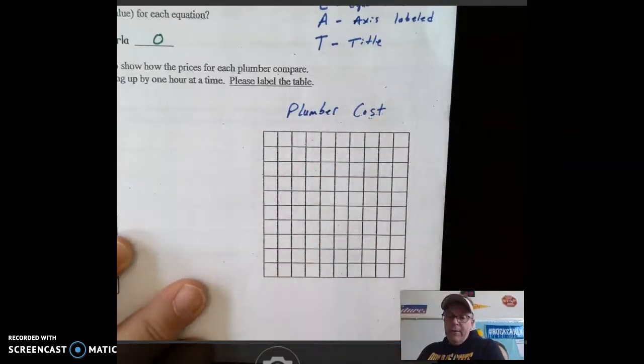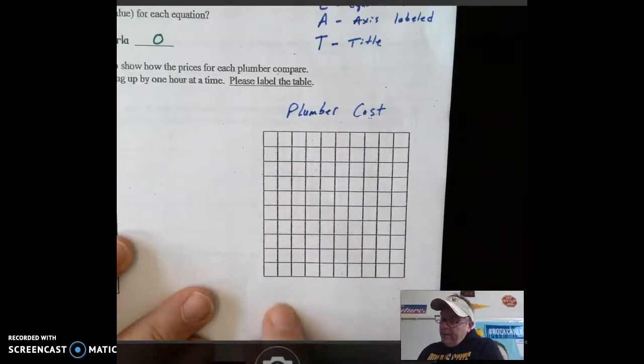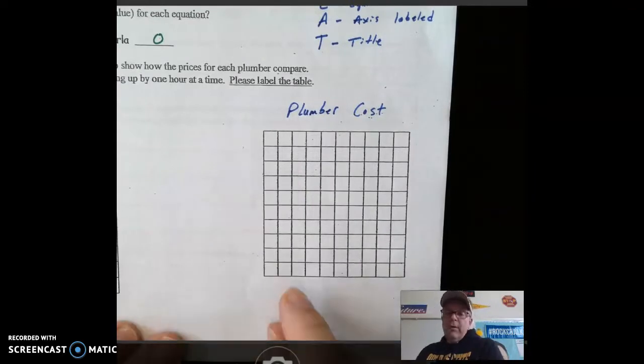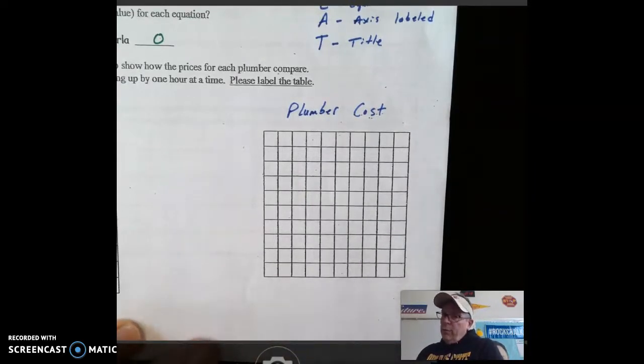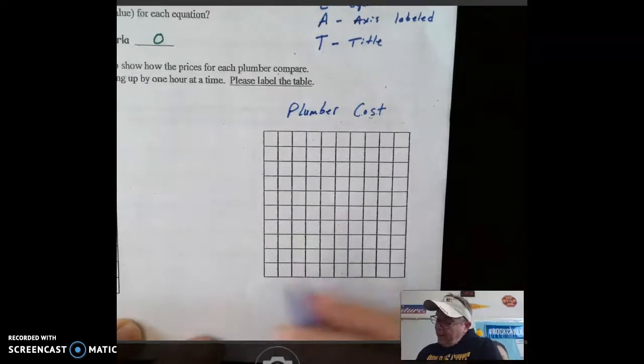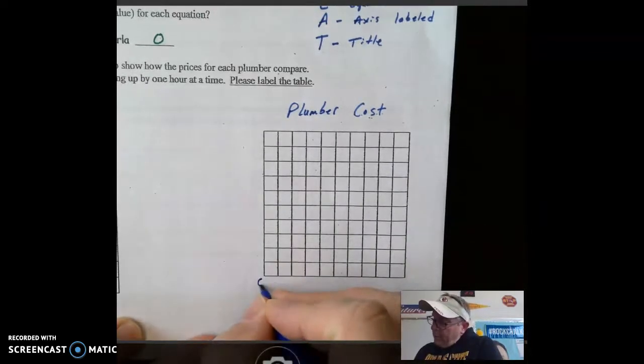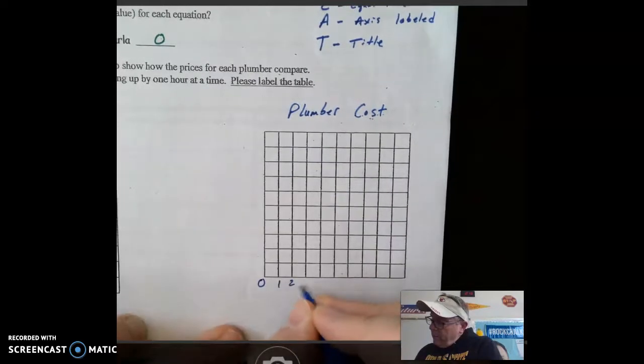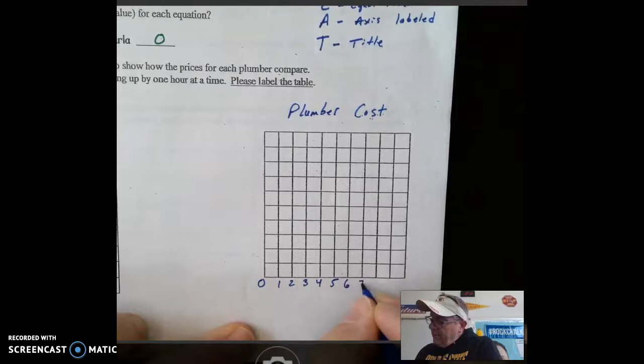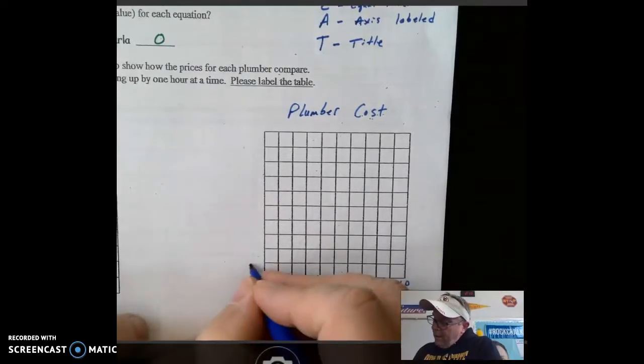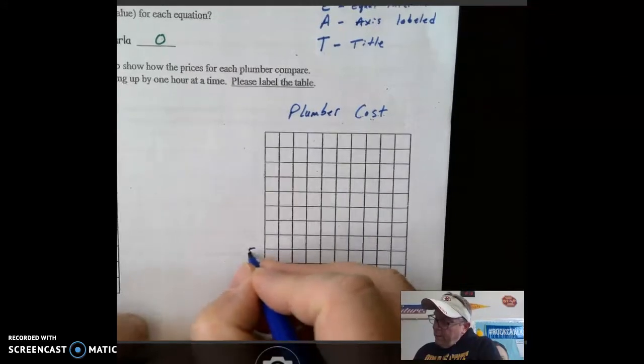So now I have a title on this. And in this case, my hours is my independent variable. It's the one that's going to control things. The independent variable is going to go on our x-axis. So 0, 1, 2, 3, 4, 5, 6, 7, 8, 9, 10 for the hours. And then we'll go by 25s on this.